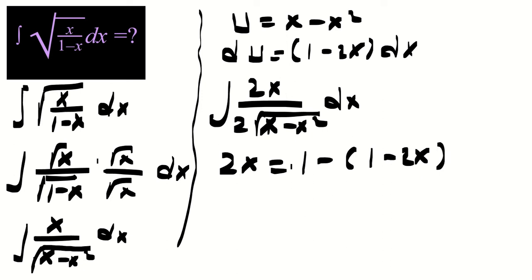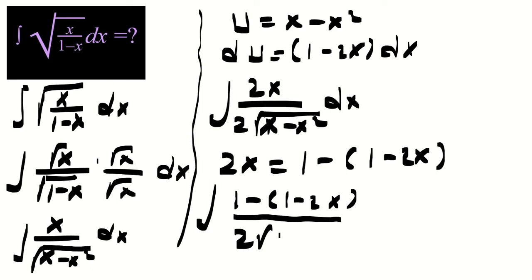So in place of 2x, we can substitute everything that we have here. So it will be the integral of 1 minus (1 minus 2x), the whole over 2 times the square root of x minus x square dx. Then we can separate it as 1 over this thing minus the remaining part. Okay, let us go to the next page.